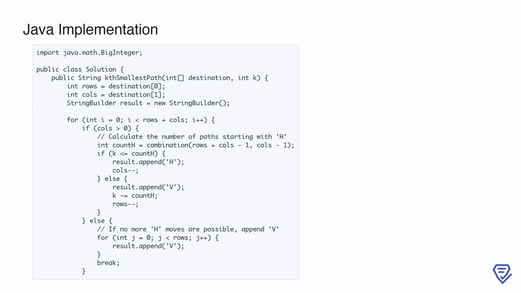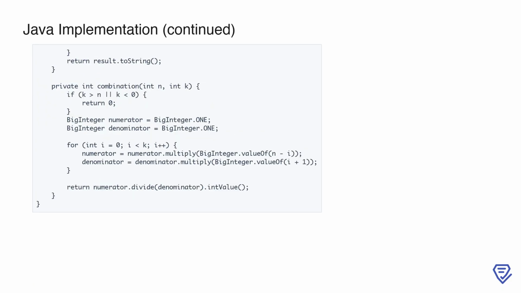Otherwise, the path must start with a vertical move, v. In this case, we append v, adjust k by subtracting count_h, as those paths starting with h are skipped, and reduce the vertical move count. This process continues until there are no more horizontal moves left. When no horizontal moves remain, the loop appends all remaining vertical moves, represented by v, to the result. Finally, the method returns the constructed path as a string.